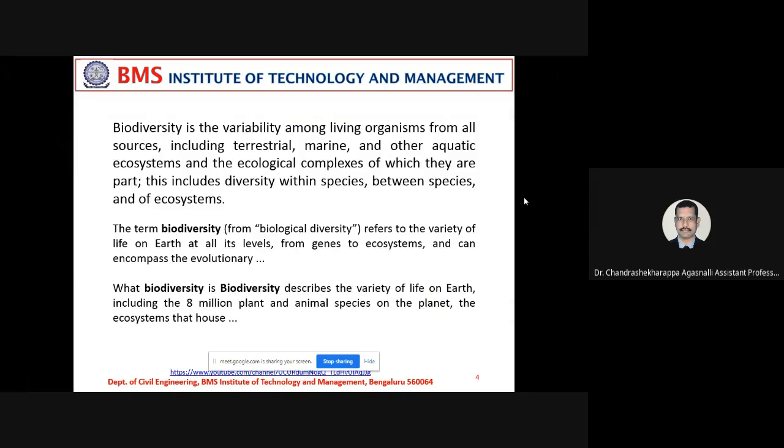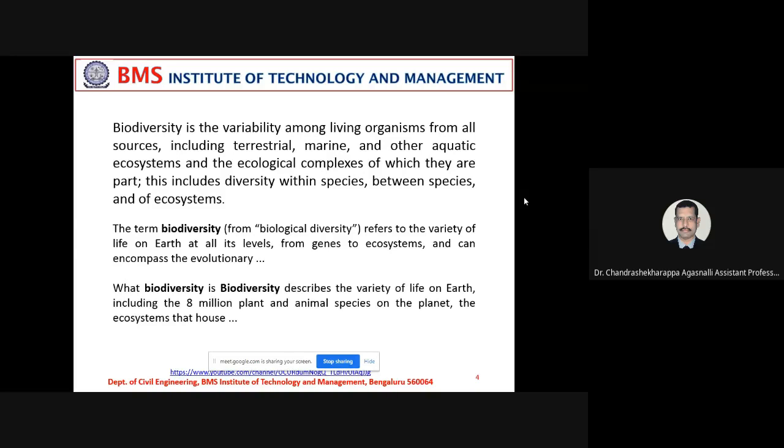variability among living organisms from all sources, including terrestrial, marine, and other aquatic ecosystems, and the ecological complexes. They are a part of life on earth, and this includes the diversity within species, between species, and of ecosystems. Especially, it refers to the variety of life on earth at all levels, from genes to ecosystems.